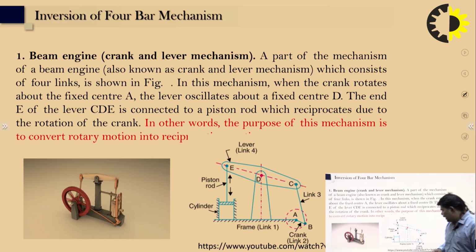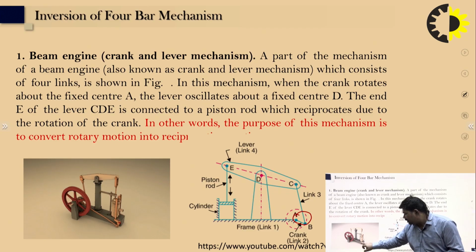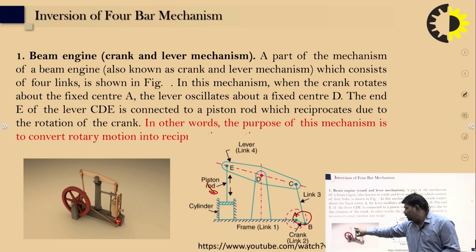So you can see this is the crank position. Crank 1 is rotating, and the lever oscillates at point D. Here you can see it oscillating at that point.